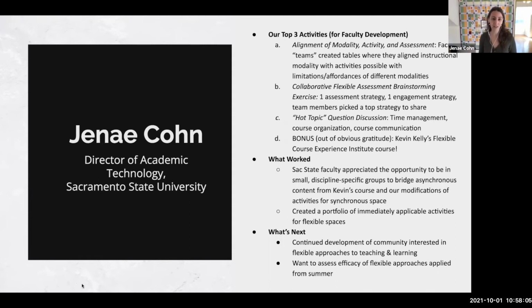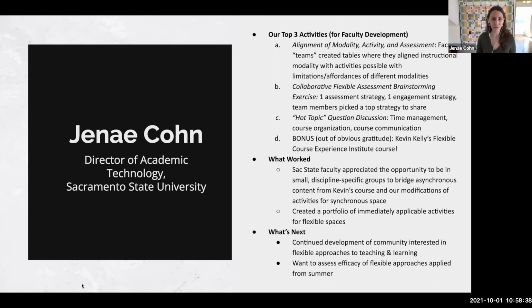And finally, an activity I thought was really useful is something we called a hot topic discussion, where one of our facilitators came up with a list of questions that kept cropping up over the summer sessions about time management, course organization, and course communication, and we discussed what those hot topics could look like. I would love to leverage those hot topics for the future to have continued sessions, and this fall we're going to be launching times for those summer cohorts to get back together.